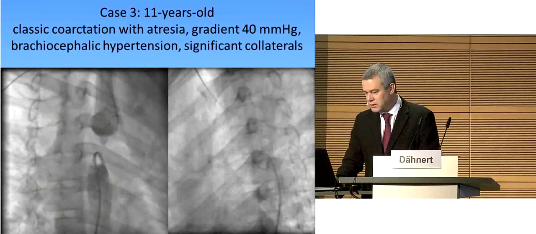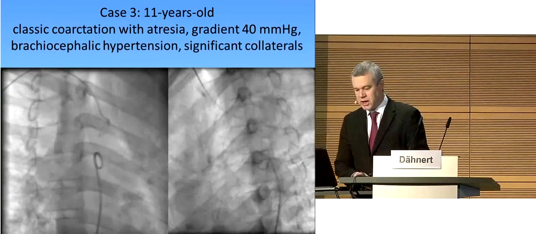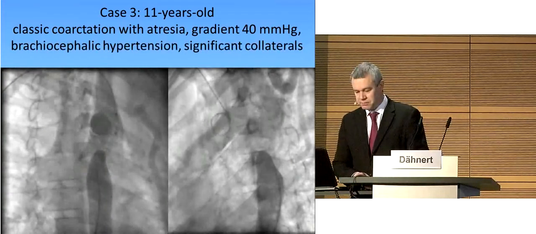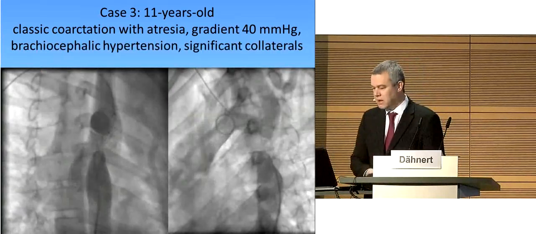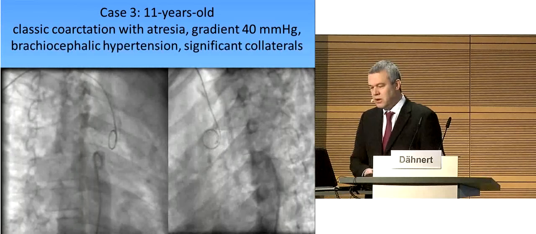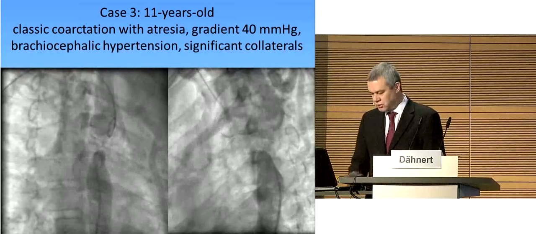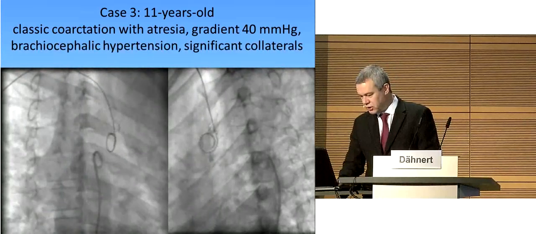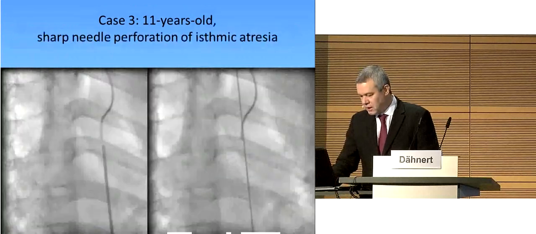I show you the last case I prepared for today. Classic coarctation can, if it's not readily recognized, and this child was also already 11 years old, develop into atresia, and also this can be addressed interventionally. You see here that's complete atresia of the isthmus. I wouldn't call that an interrupted arch.